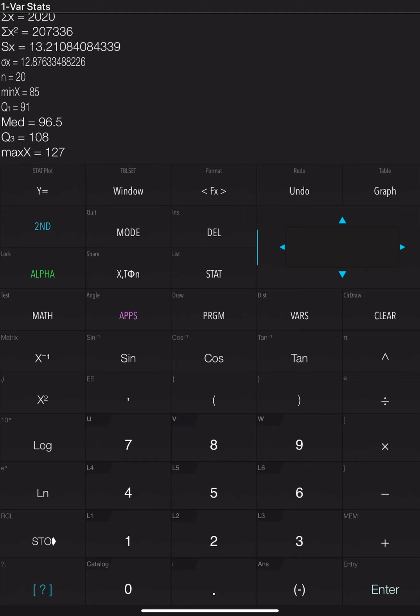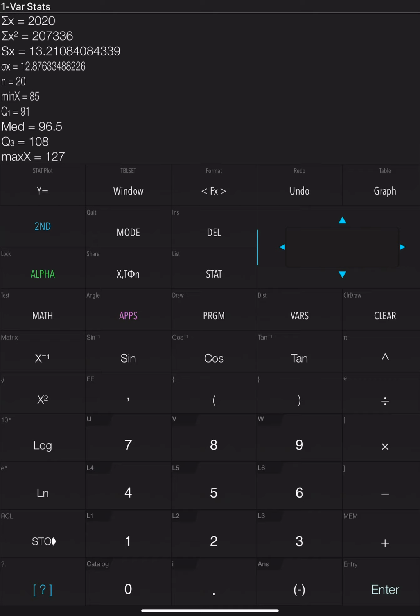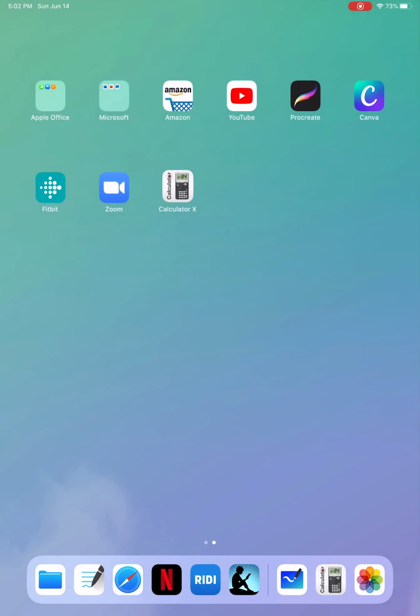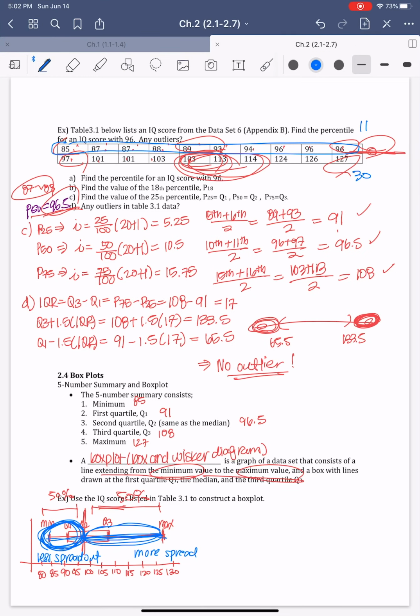Now the ones that we're interested in are over here, the last few columns. And n is 20, that makes sense, 20 data. Now you see the minimum x, 85, Q1, 91, median 96.5, Q3, 108, maximum 127. Those last 5 columns are exactly what you see on the 5 number summary: 85, 91, 96.5, 108, 127.